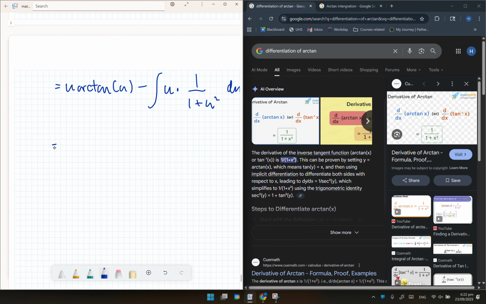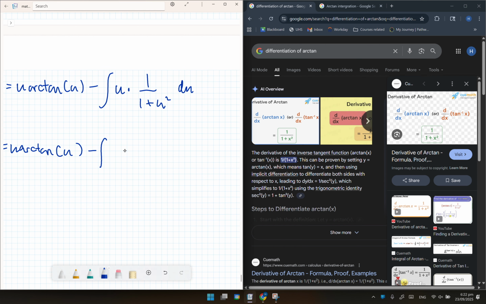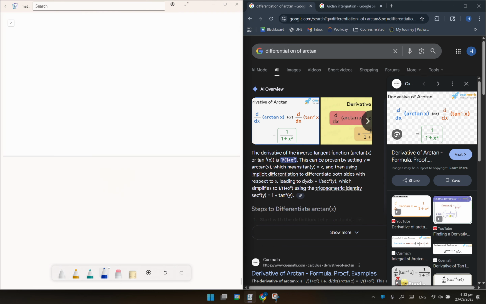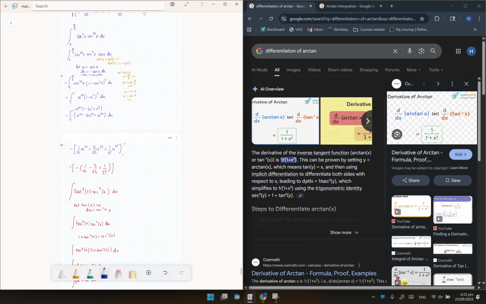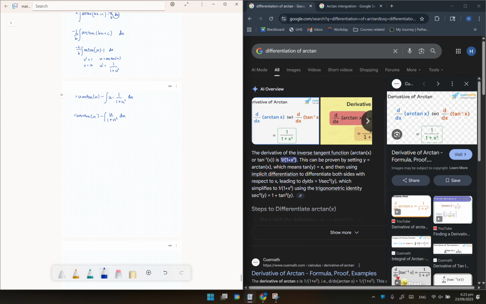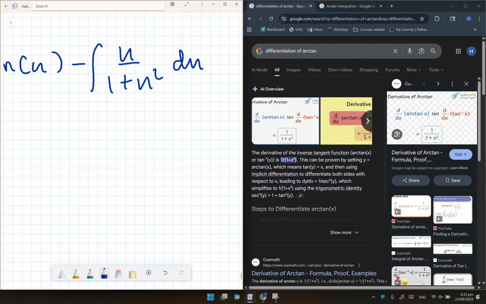Okay, now let's clean this up. And this is another reason why I wanted to make this video, was I didn't know that you could use integration by parts when you already have substitution. It's really interesting. Okay, so now we have u over 1 plus u squared du. Okay, this is tricky, right? This is a very tricky expression, and we don't really know how to integrate this.